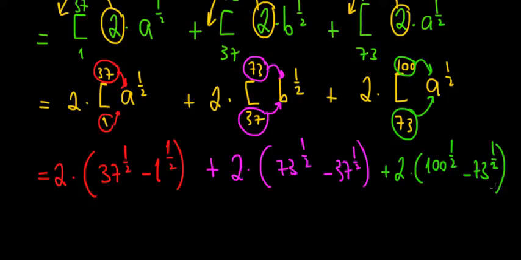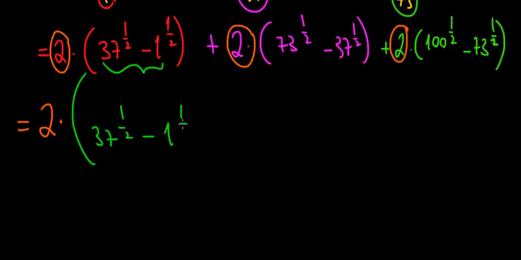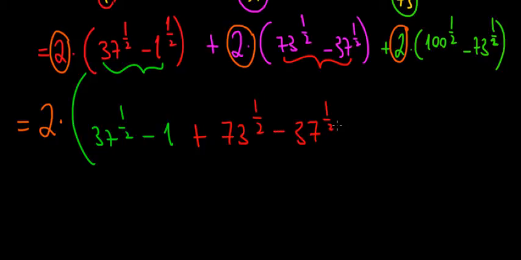We got that. Now, what do we see here? We can see a common factor. We have 2, we have 2, we have 2. So 2 is going to be our common factor. Let's write it and see what we have left in the bracket. So we have 2 times, and in the brackets we are left with this term, which is 37 to the power 1 over 2 minus 1 to the power 1 over 2. And by the way, let's just make it a bit simpler. 1 to the power 1 over 2 is just 1, so we could write it like that. Plus, what do we have left over here? That's 73 to the power 1 over 2 minus 37 to the power 1 over 2.